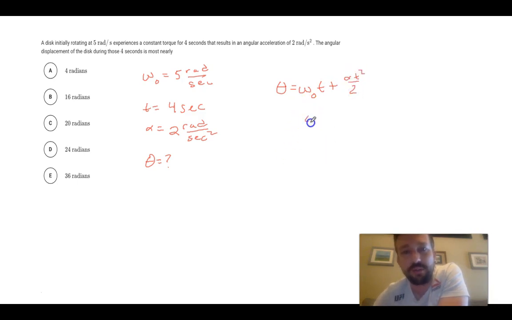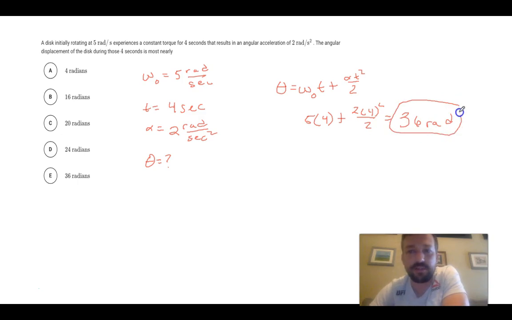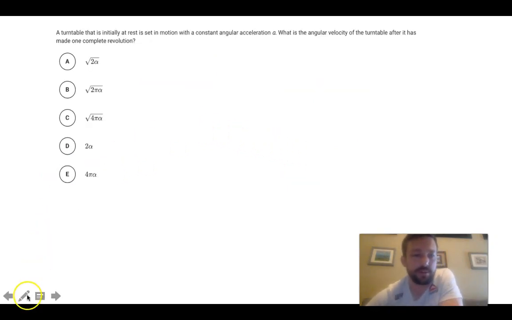Yeah, so it'd be 5 for the amount of time, 4, plus the acceleration was 2, for 4 seconds squared over 2. Okay, and then you just type all that stuff in, so it'd be 5 times 4 plus 2 times 4 squared divided by 2 comes out to 36. 36 radians, right? Because it's a displacement, an angular displacement. Okay, there you go. Next one.